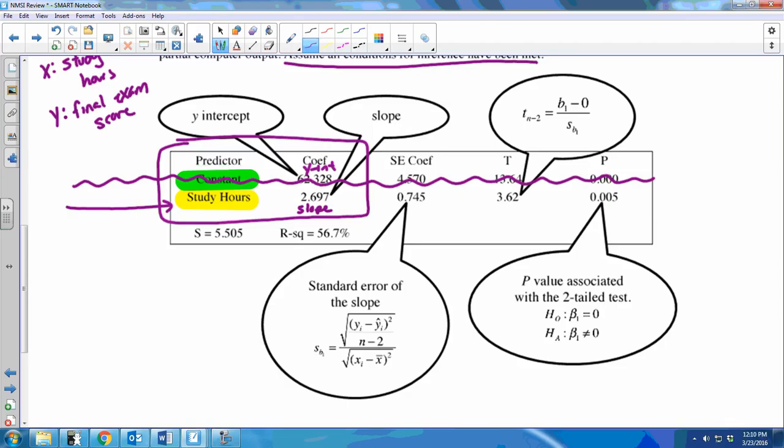Okay, so remember we're going to have slope plus or minus t critical value with n minus 2 degrees of freedom times the standard error of the slope. So from the table, what is the slope? 2.697. We'll come back to the critical value in a second. What is the standard error of the slope? 0.745.